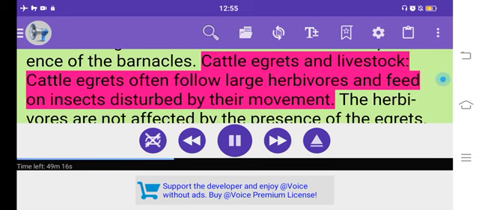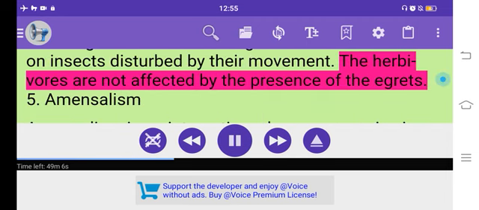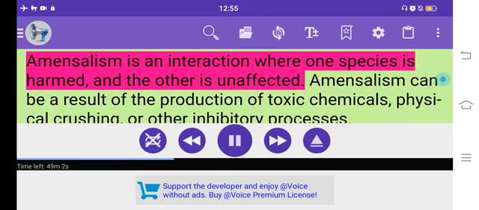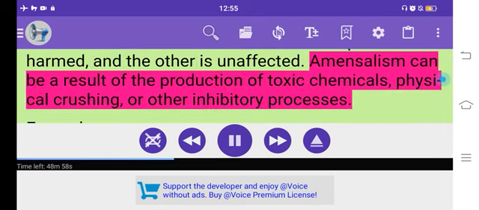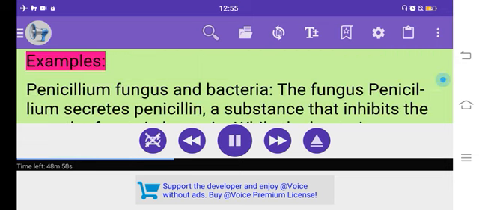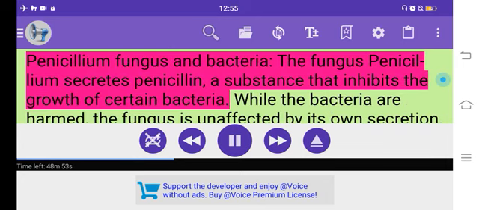Cattle egrets and livestock. Cattle egrets often follow large herbivores and feed on insects disturbed by their movement. The herbivores are not affected by the presence of the egrets. 5. Amensalism. Amensalism is an interaction where one species is harmed, and the other is unaffected. Amensalism can be a result of the production of toxic chemicals, physical crushing, or other inhibitory processes. Examples. Penicillium fungus and bacteria.